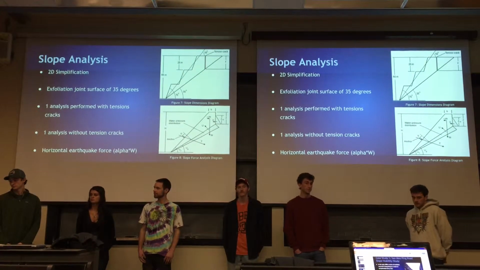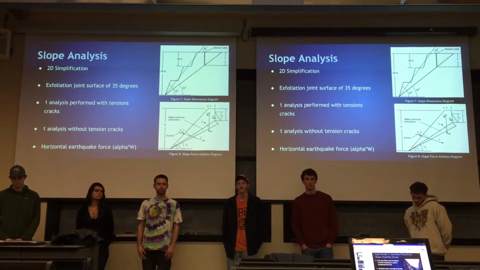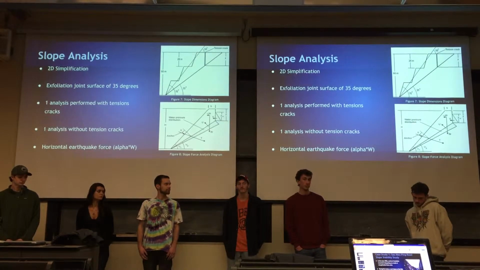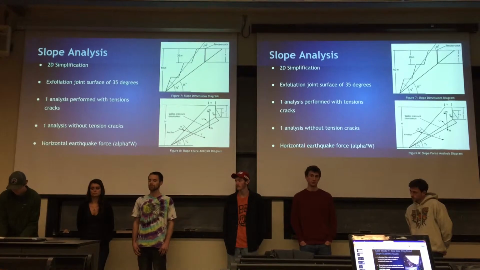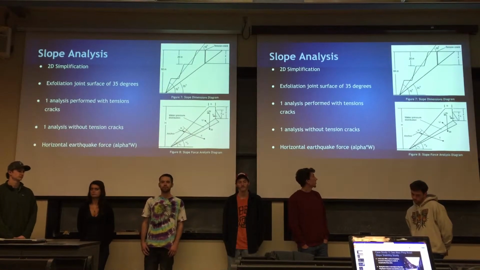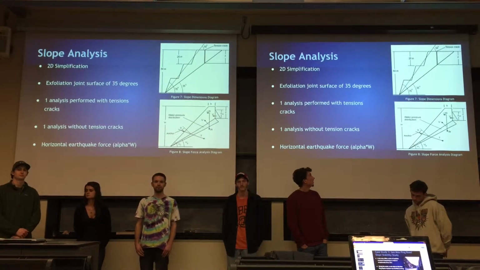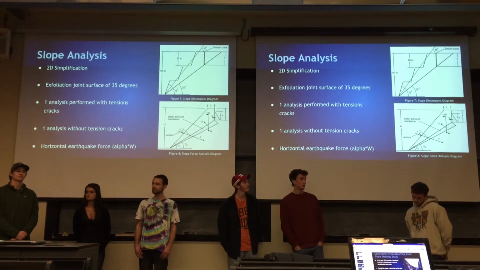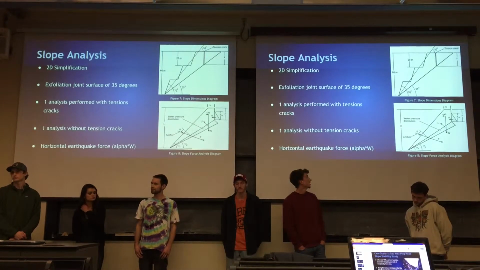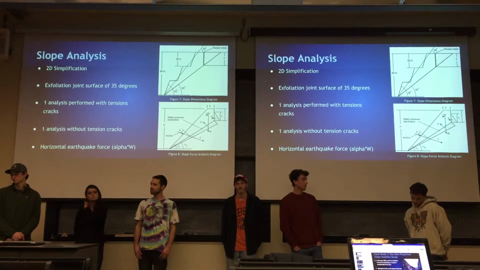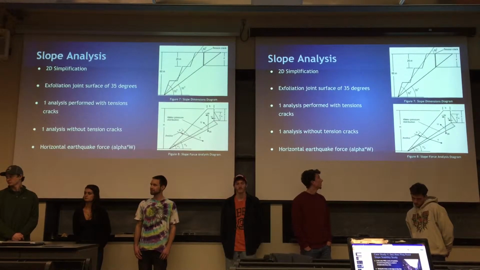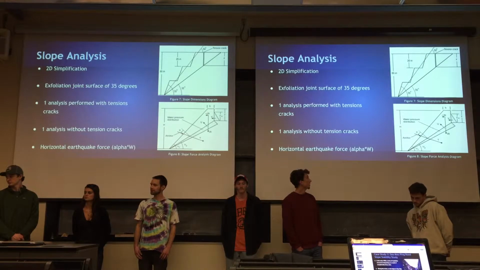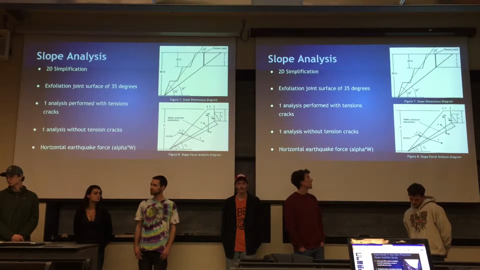For the analysis, since they didn't have a lot of slope stability modeling programs back in the 1970s, they simplified the analysis to a two-dimensional diagram you can see here. The overall angle of the slope was 50 degrees, and at 35 degrees you can see the exfoliation joint where the slope could possibly fail. Another important thing about this diagram, at the top right, is that there are tension cracks.